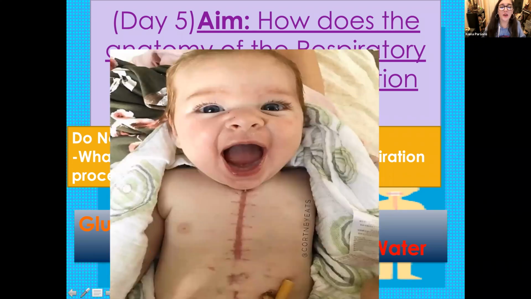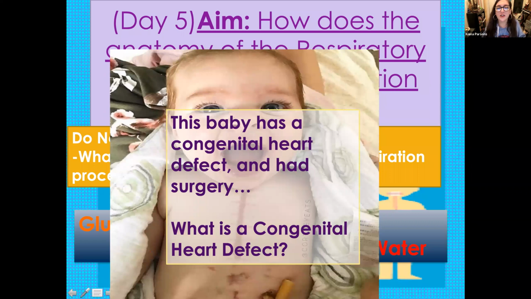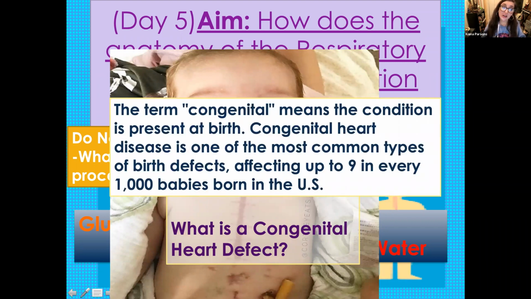But first, oh no, this is a baby with a congenital heart defect. That means it had a heart defect present at birth. The term congenital means the condition is present at birth. Congenital heart disease is one of the most common types of birth defects, affecting up to 9 in every 1,000 babies born in the United States.